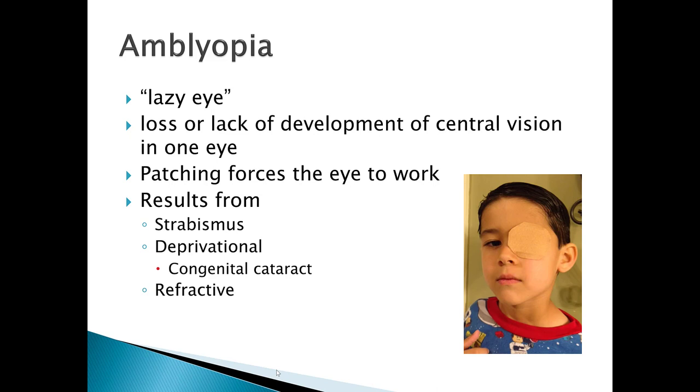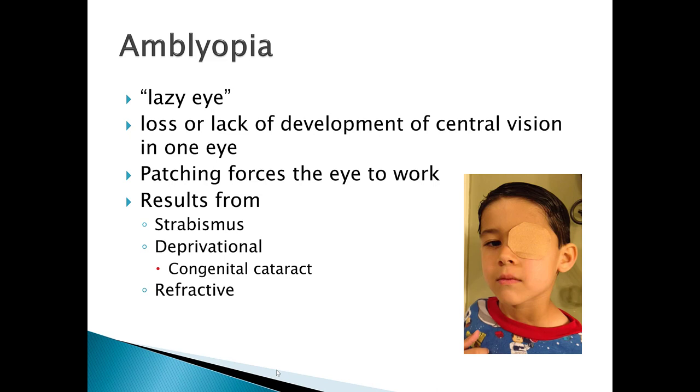So there are multiple causes of amblyopia. Certainly, one of the most prominent causes is strabismus that we just went over, but also you can have a deprivational cause, meaning the eye doesn't work like it's supposed to because of a restriction such as a congenital cataract. So we talked about cataract a little bit. It's that lens that is cloudy. If you can't get light into the back of the eye, then the visual acuity in cranial nerve 2 cannot develop those pathways back to the brain that's needed.